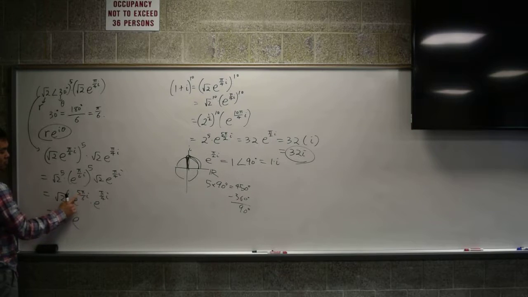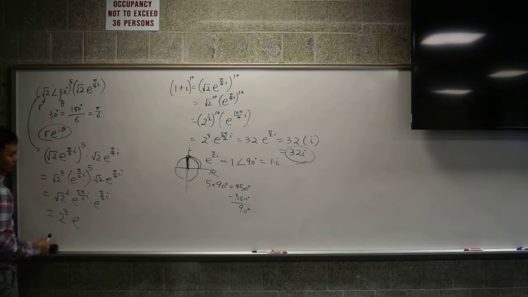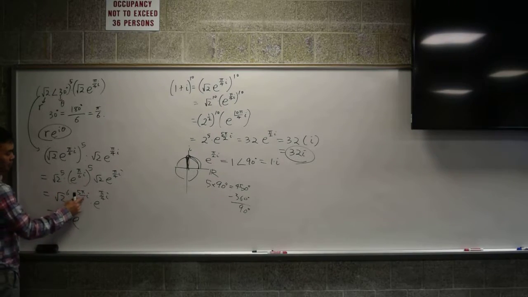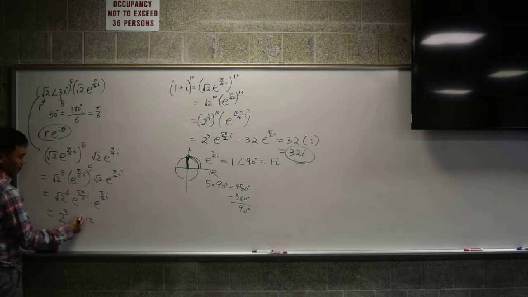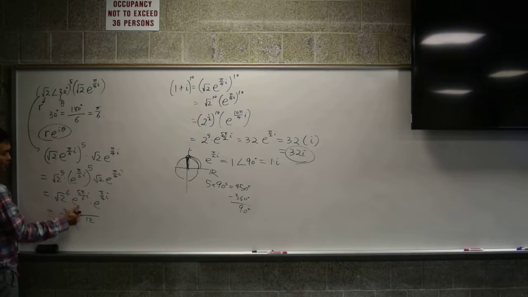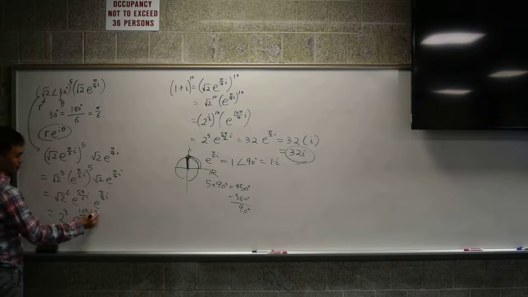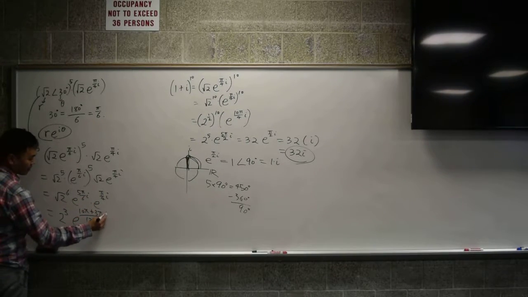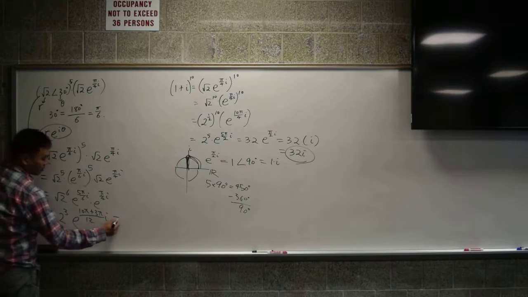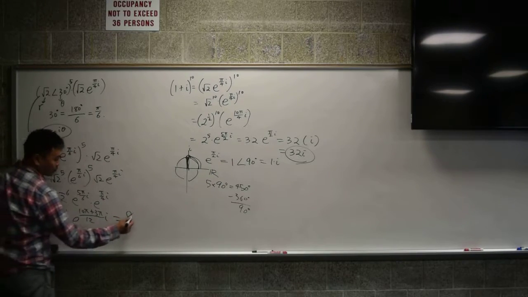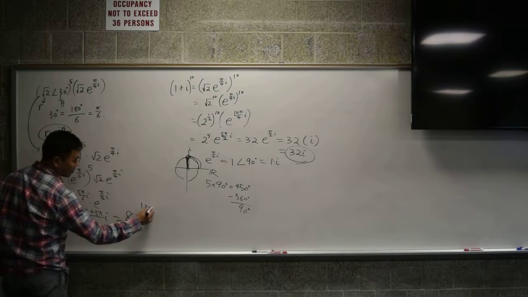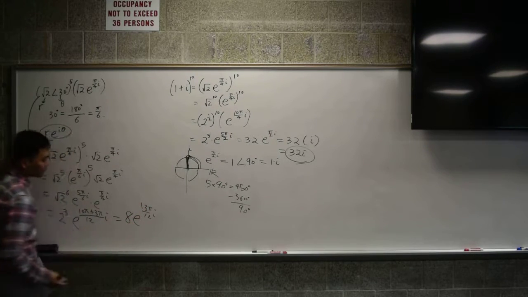And how about this one? Same base, so you have to add the exponents. If you add them, the common denominator is 12. So this will be 10 pi over 12. This will be 3 pi over 12, right? So it'll be 13 pi over 12. Therefore, you end up with 8 times e to the 13 pi over 12 i.